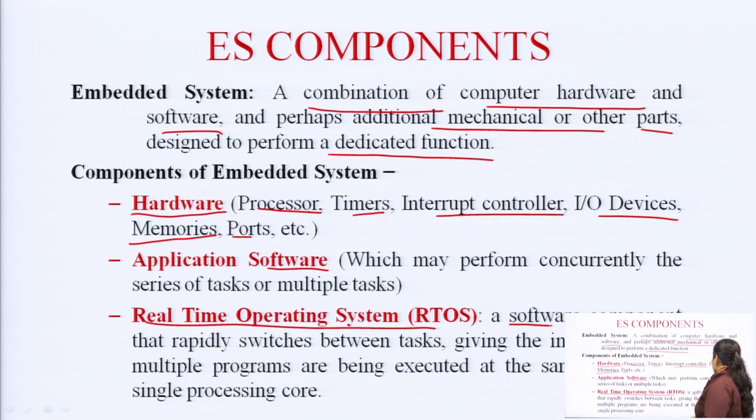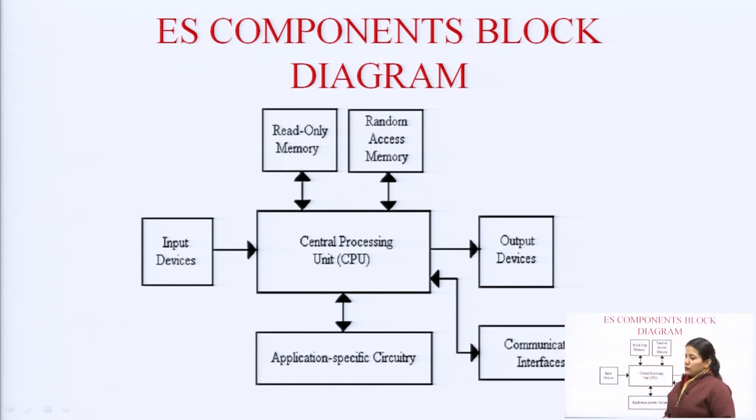And what is RTOS? It is a software component that rapidly switches between the various tasks and it gives an impression as if all the tasks are being performed simultaneously. This is very important for any embedded system, because in any embedded system application, the response is very much important, that is, in what timings a response is being done. So, the real time operating system is the core of any embedded application. The various components of an embedded system are shown in this block diagram.